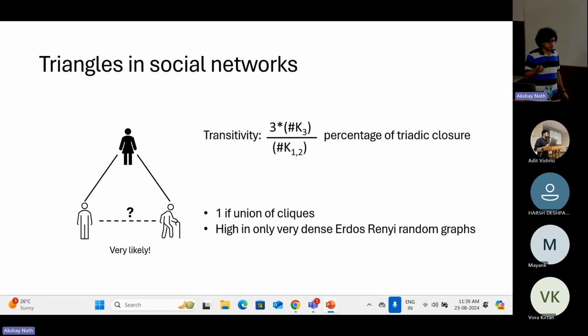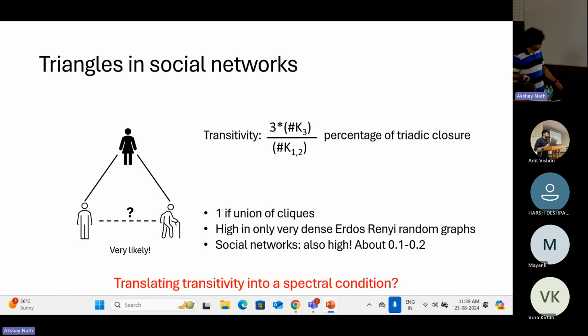If you look at Facebook, it has very high transitive closure. Social networks typically have 0.1 to 0.2, in this range, which is quite significant, even if it looks small. If you try to replicate that, you'll see it takes a fair amount of structure to get there. What we want to do is take this and translate it into a spectral condition.